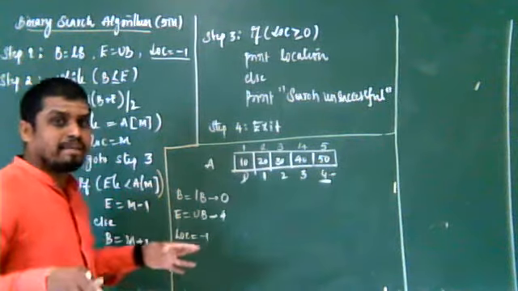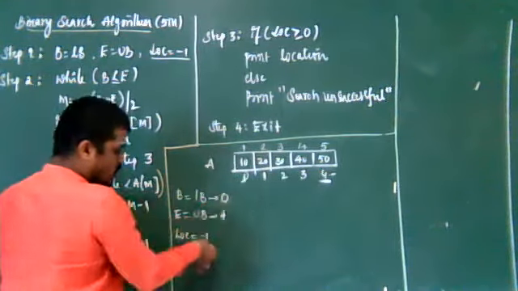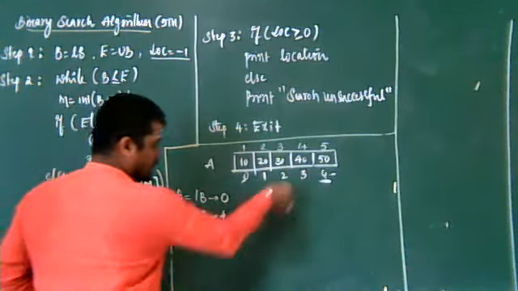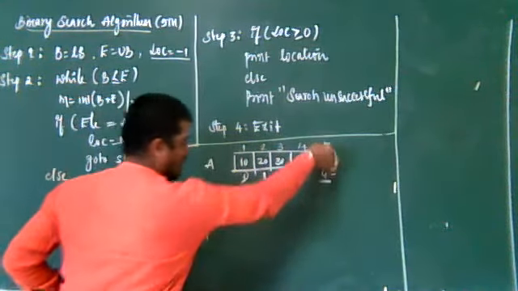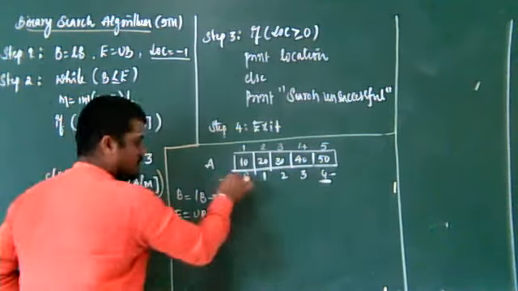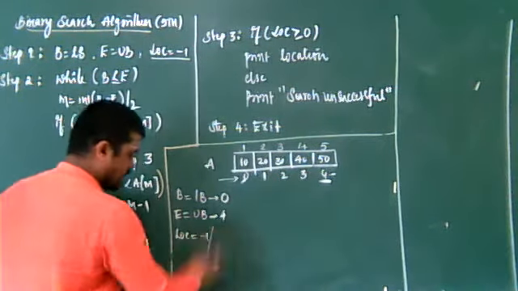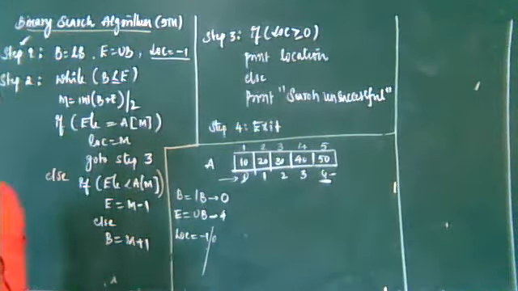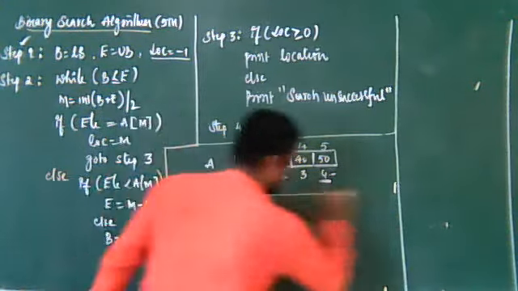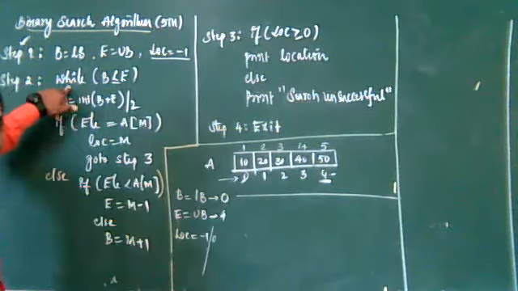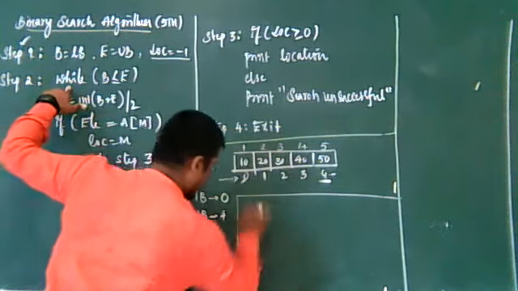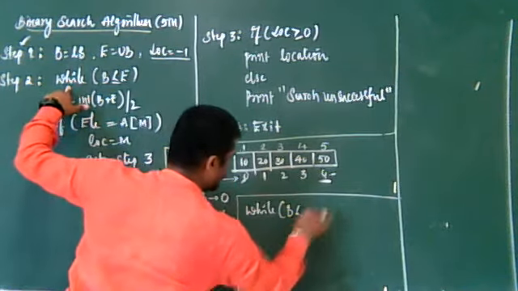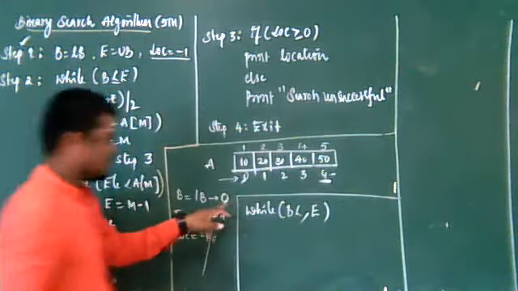But how? The compiler will understand. 1 minus 1 will be 0. 2 minus 1 will be 1. 3 minus 1 will be 2. 4 minus 1 will be 3. 5 minus 1 will be 4. This is our execution, so I am going to start from 0. The first point, step 1, got executed. Now comes step 2. What have I defined? B is less than or equal to E. What is the beginning value? 0.